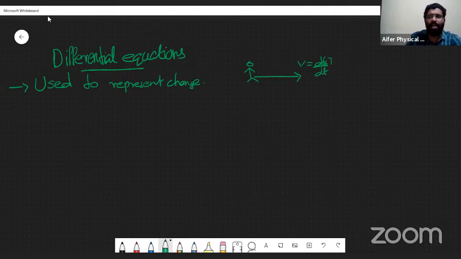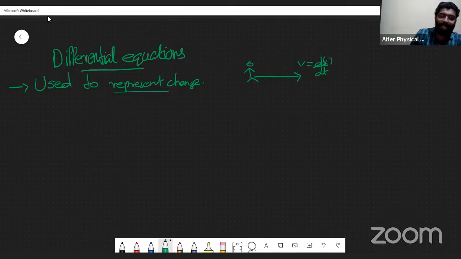In a similar way, all the differential equations, if you define, will have two variables. One is called the dependent variable and the other is called the independent variable. The dependent variable will change with respect to the independent variable. I will come to that. So usually differential equations are used to represent a change.